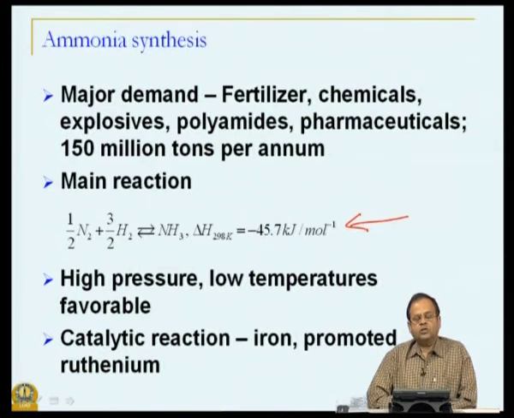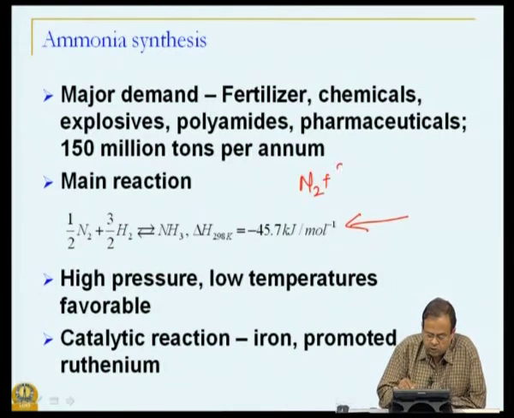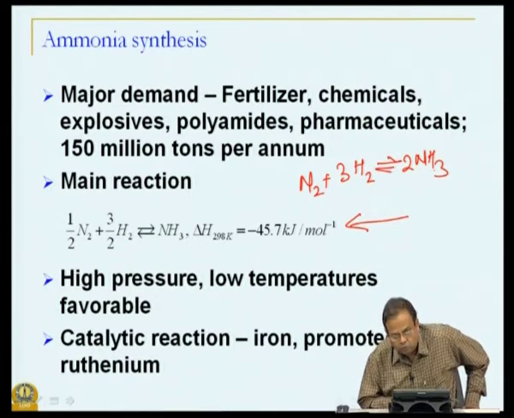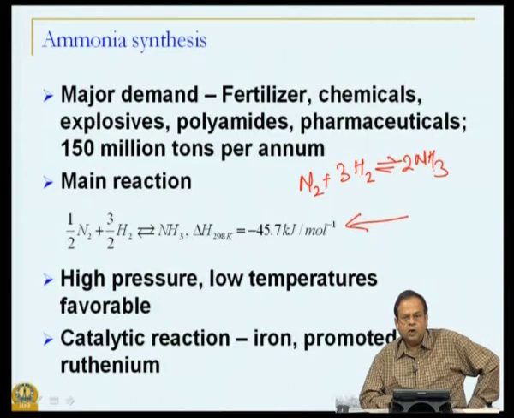So, for this reaction, what is happening on the reactant side? We could write this reaction also as N2 plus 3 H2 giving 2 NH3. So, what is happening? There is a decrease in the number of moles. Compared to what we had for ethane cracking, where there was an increase in the number of moles, here we have a decrease in the number of moles, from 4 to 2.